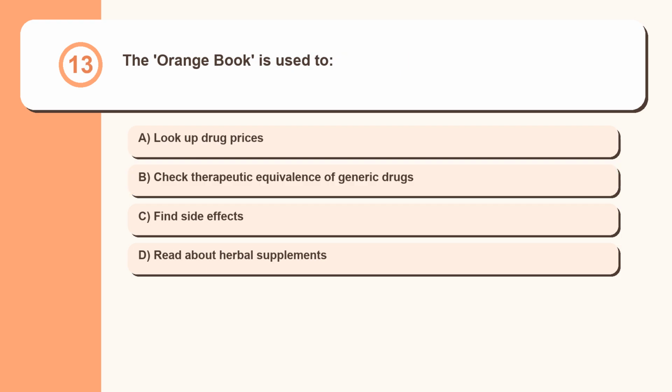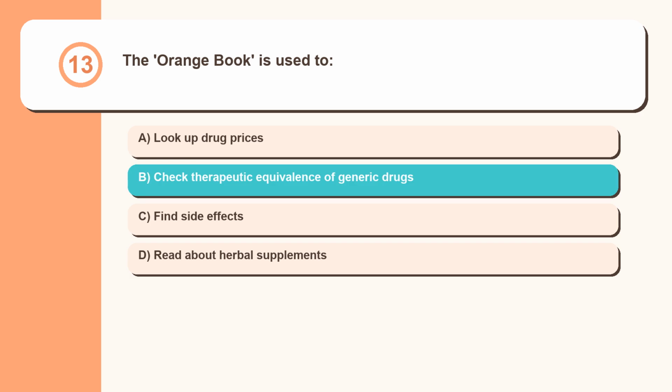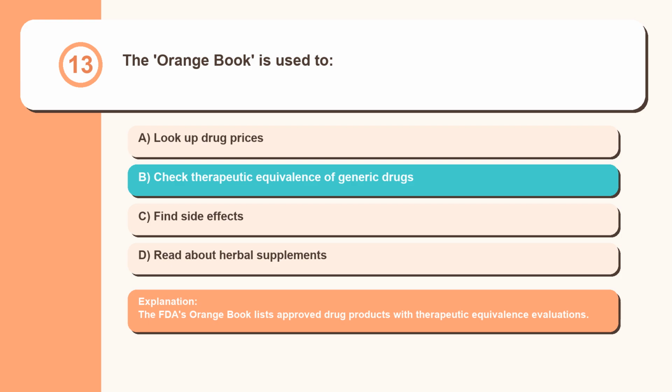Question 13. The Orange Book is used to look up drug prices, check therapeutic equivalents of generic drugs, find side effects, read about herbal supplements. The FDA's Orange Book lists approved drug products with therapeutic equivalence evaluations.